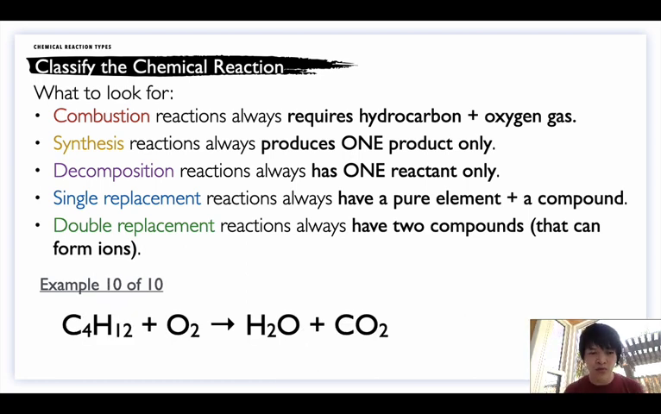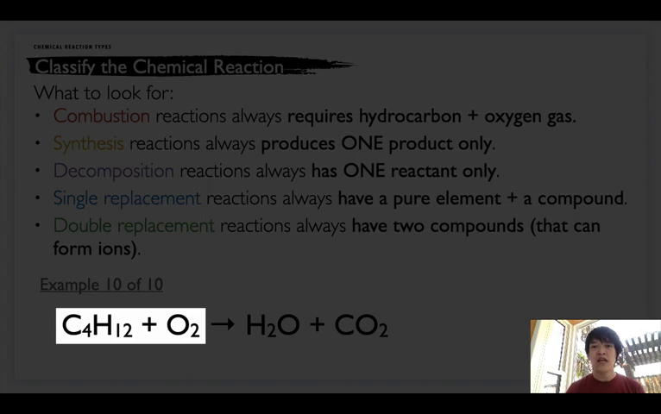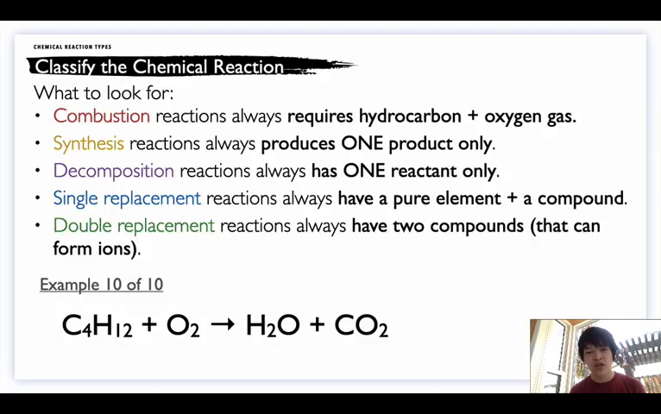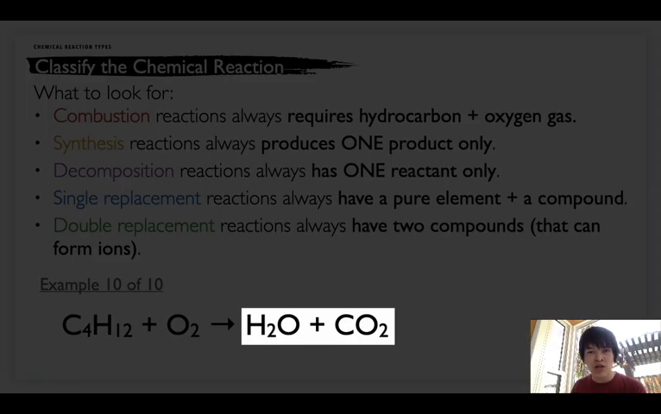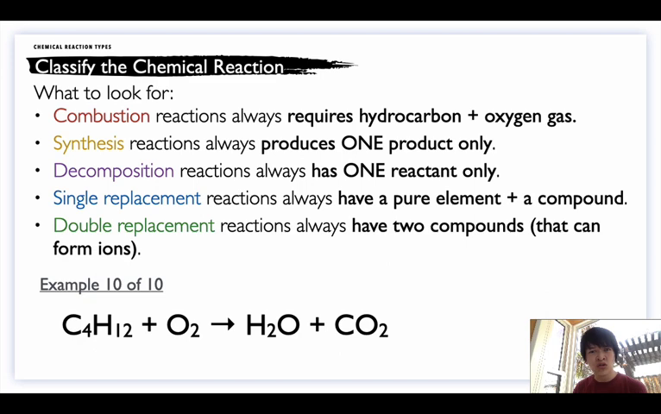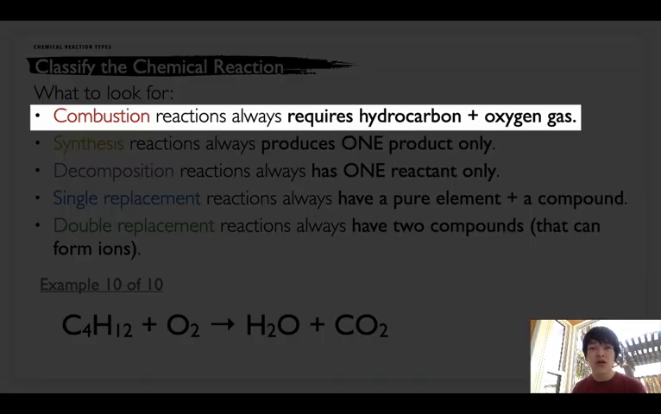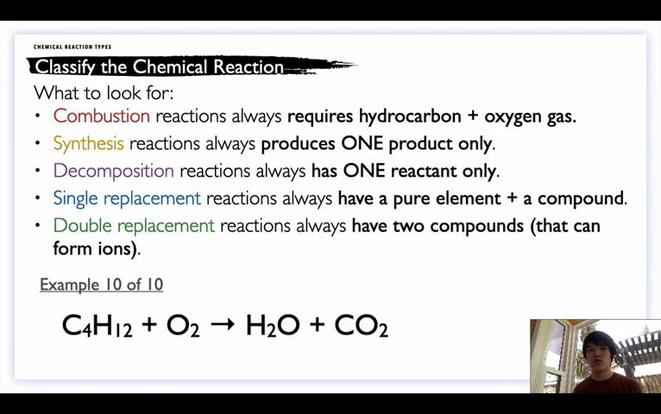Here's our last example, example 10. Now we have on the left-hand side a hydrocarbon because it has carbon and hydrogen, and it's reacting with oxygen gas. Now it's producing water and carbon dioxide, which is always characteristic of a combustion reaction. Okay, combustion reactions always have a hydrocarbon reacting with oxygen gas, and it always produces carbon dioxide and water.